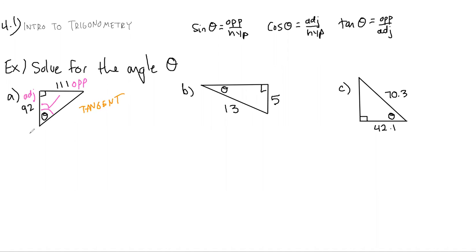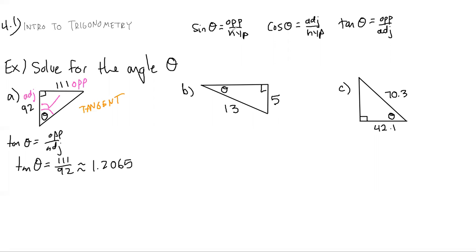And so I'm going to set up my equation. So it'll be not sine. Tan theta is opposite over adjacent. Tan theta is 111 over 92. If you want, you can get a decimal for that, but make sure you keep several places. You'll run into problems if you round it too much. So we get 1.2065. I'll keep 4 every time.